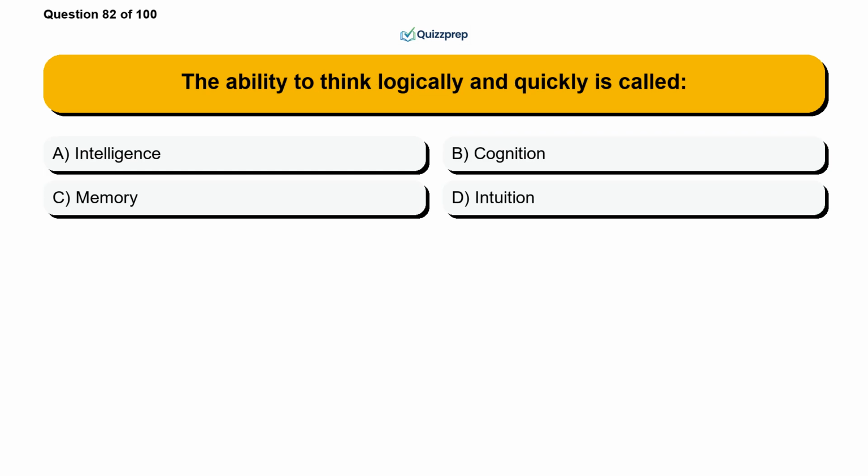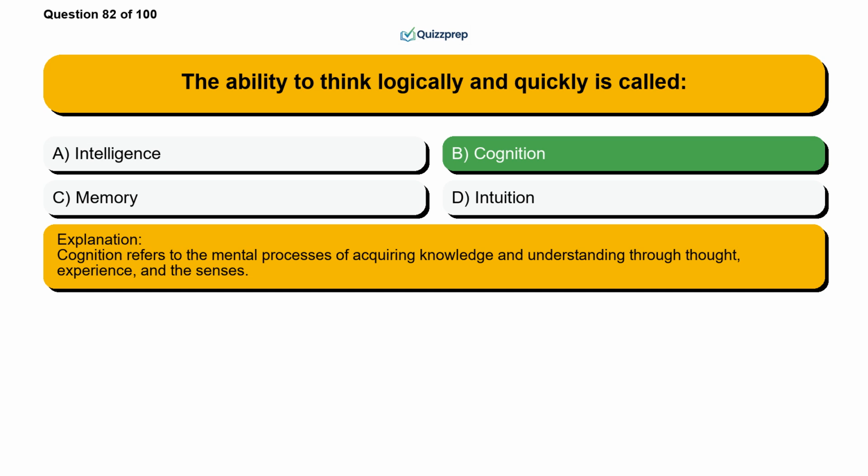Question 82. The ability to think logically and quickly is called. Option A, intelligence. Option B, cognition. Option C, memory. Option D, intuition. The correct answer is option B, cognition. Cognition refers to the mental processes of acquiring knowledge and understanding through thought, experience, and the senses.